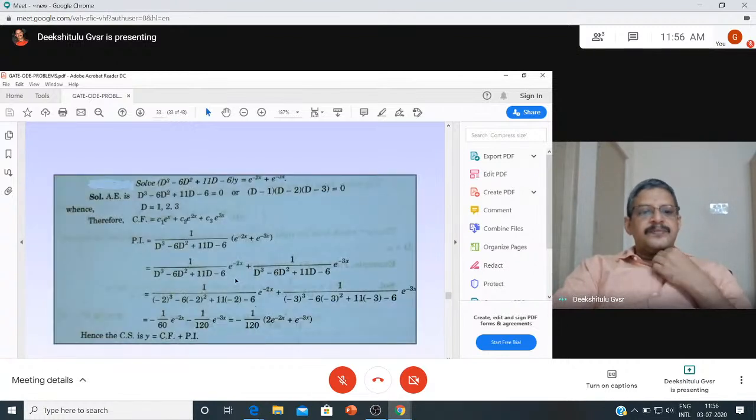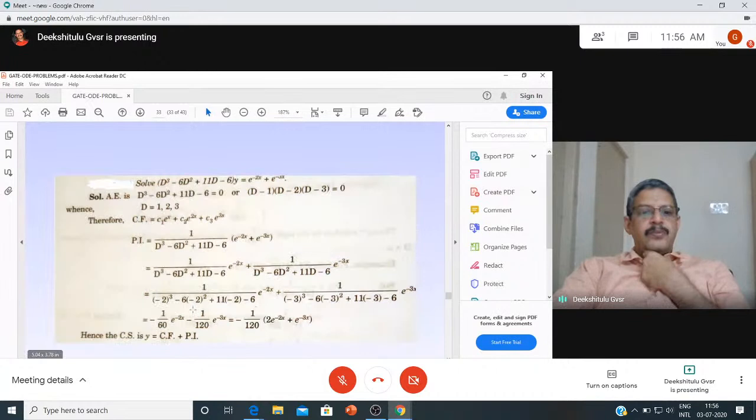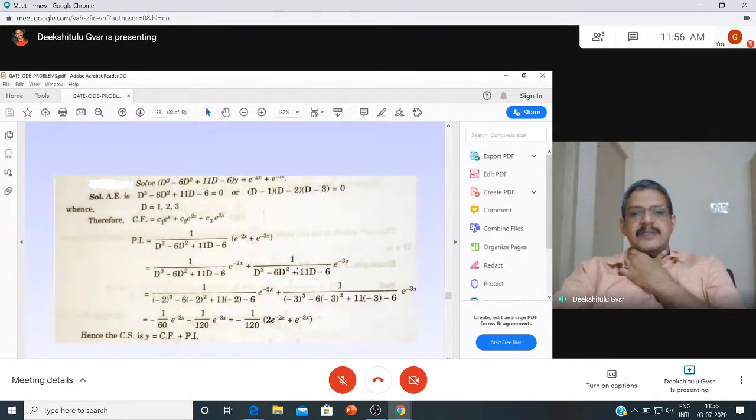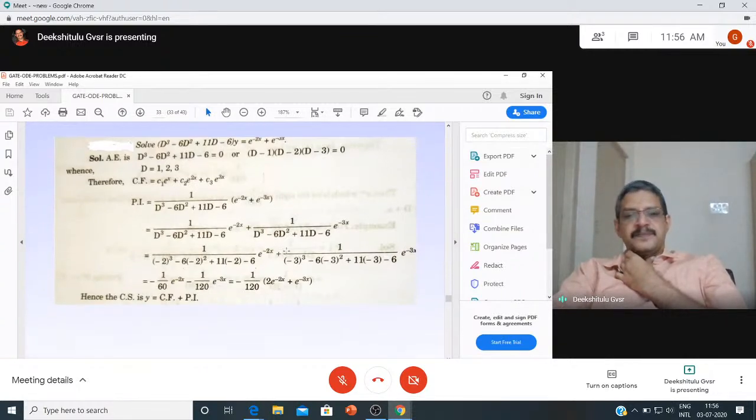So we get (-2)^3 - 6(-2)^2 + 11(-2) - 6, and here also substitute a = -3 in this equation: (-3)^3 - 6(-3)^2 + 11(-3) - 6. So this becomes your particular integral. The complete solution is c1 e^x + c2 e^(2x) + c3 e^(3x) plus this particular integral.